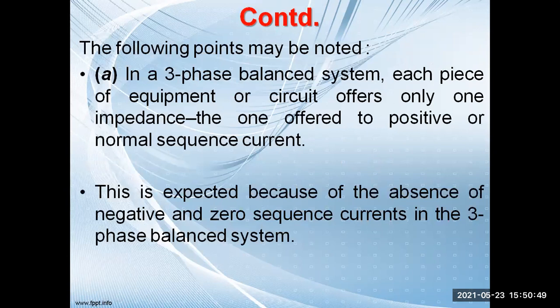Now, the following points may be noted. First one is that in a three-phase balance system, each of the equipment or the circuit offers only one impedance, that is the one offered to the positive or normal sequence current. This is expected because of the absence of the negative and zero sequence current in the three-phase balance system. We have to understand this thing.